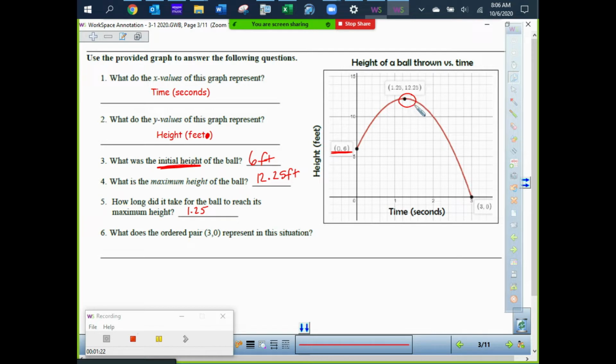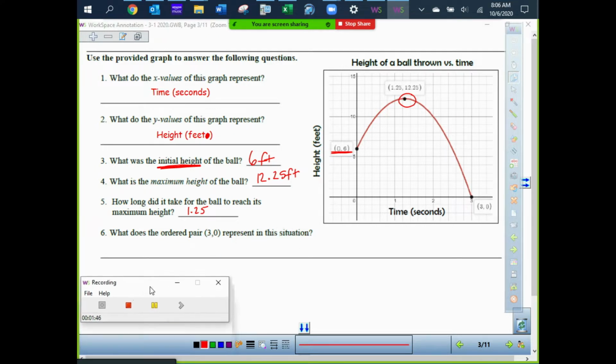And this whole chapter, I shouldn't say the whole chapter, half of this chapter, that's a very important thing. How to find the vertex. We already did that last chapter. So what does the ordered pair 3, 0 represent in this situation? So it's all back to writing a complete sentence, and it's back to knowing what x stands for and what y stands for. If you laughed at me for having these questions on here of what x stands for and what y stands for, then I will laugh at you if you can't write the complete sentence.